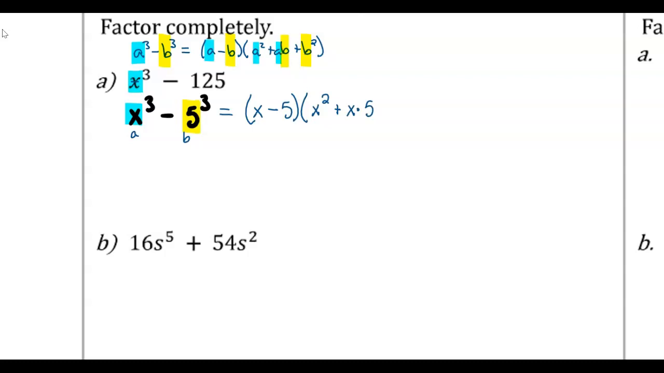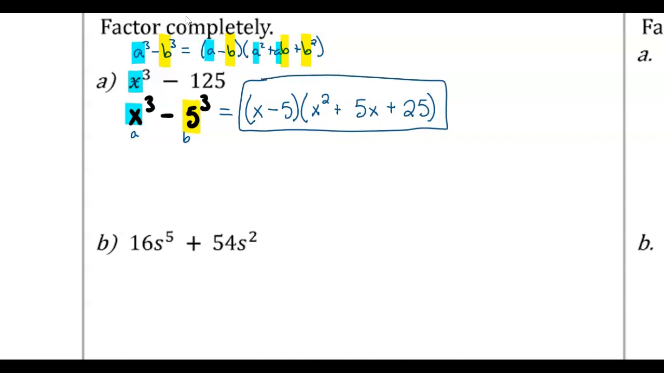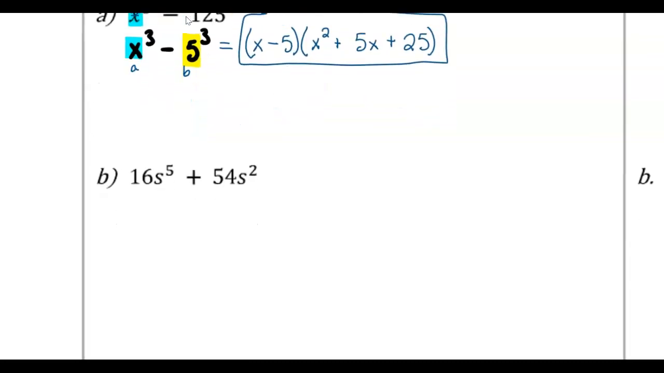Are you guys okay if we write that as 5X instead of X times 5? It makes a lot more sense. And then plus B squared. But instead of 5 squared, 5 squared is 5 times 5, so we're going to simplify that and put 25. And that is our factored form. The x squared plus 5x plus 25 doesn't factor further because there's nothing that multiplies to 25 and adds to 5. Okay, let's try another one like that.